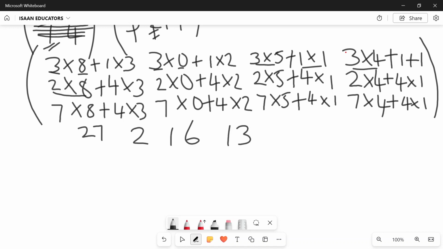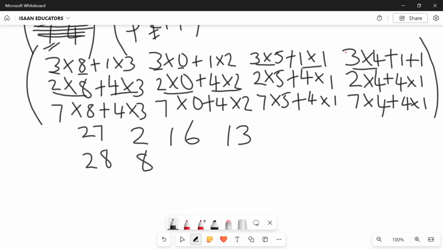Then let us move here. 2 times 8 is 16. Then 4 times 3 is 12. So we are going to take 16 plus 12. So 16 plus 12 will give you a 28. Then we proceed on. We are going to take now this one, which is 2 times 0, which is 0. Then 4 times 2 is 8. So 0 plus 8 is 8.